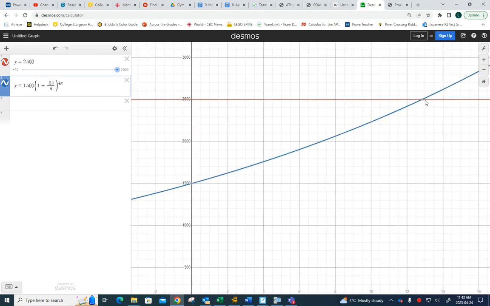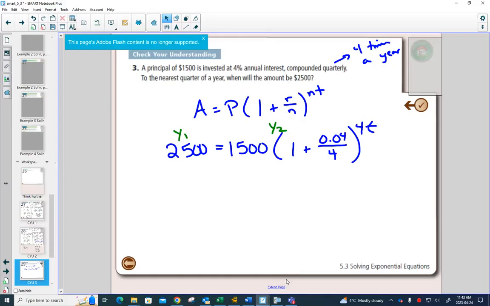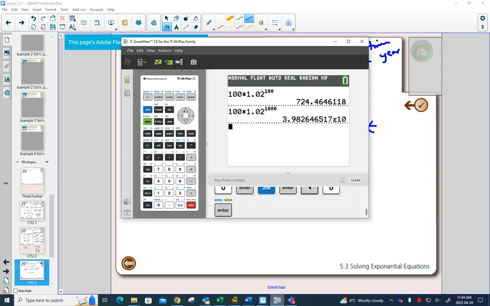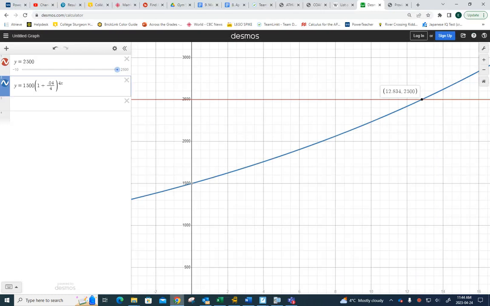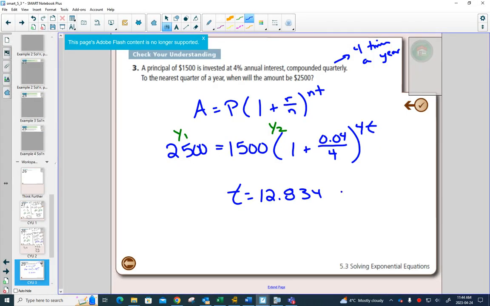If you click on one graph, the dot automatically appears, and you can click on that dot and solve that x, or in our case it's t, equals 12.834. This question says round to the nearest quarter of a year. That's a weird rounding. Okay? The nearest quarter of a year to 12.83 is 12.75 years.